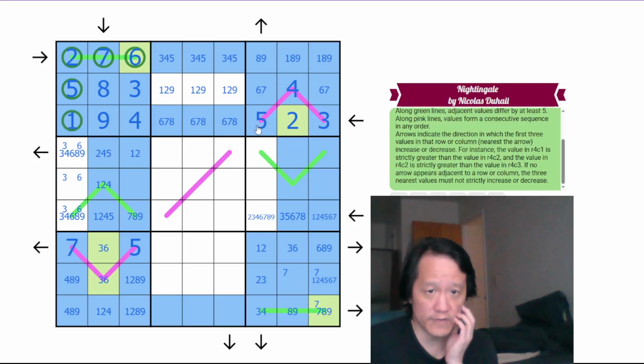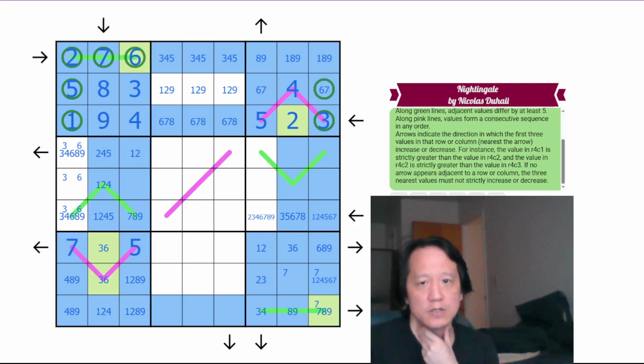3, 4, and 5, that works there. 6, 7, down to 4, up to 6, 7, that works. We don't know about this one. These are 4 and 4, so that's going to work naturally there. 8 and 9 is greater than 6, 7, which is greater than 5, so that's going to work there. All of these are going to work, unless it's doubled in value.